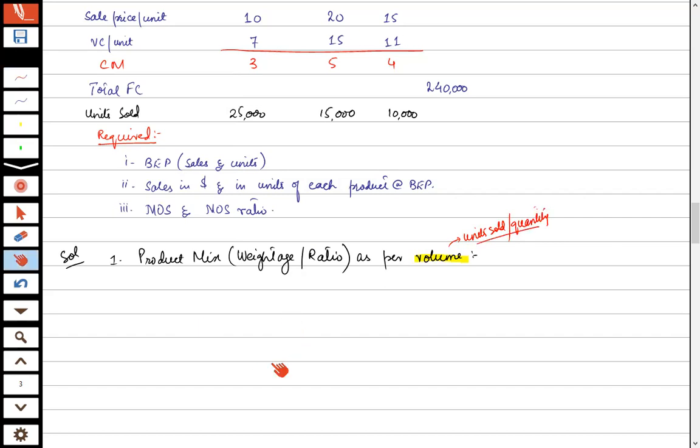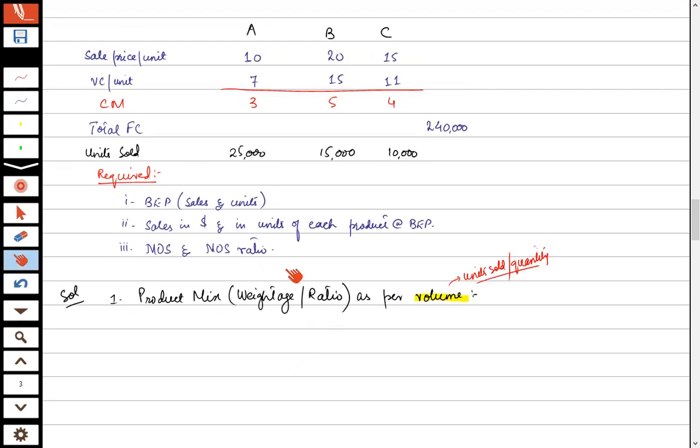Now, what is the ratio? Product mix, how can we calculate it? The ratio means the units sold of A are 25,000, B is 15,000, and C is 10,000. It means total units sold are what? Total units sold are how much?